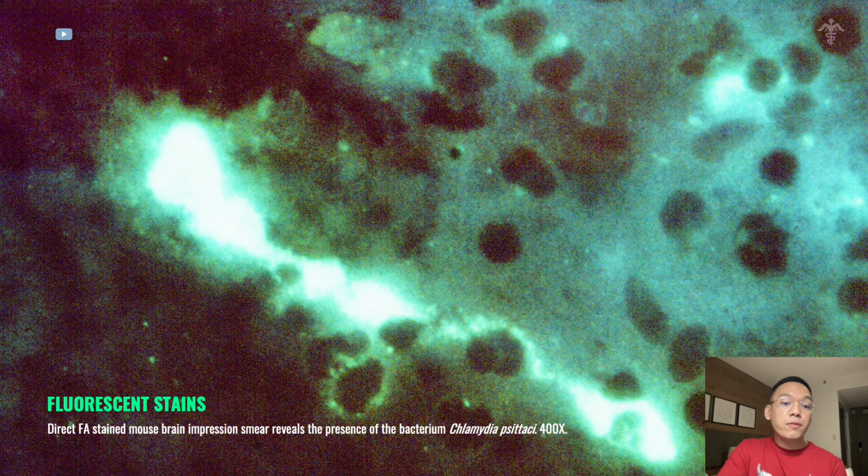This is a direct FA stain of a mouse brain impression smear that reveals the presence of the bacterium Chlamydia psittaci. Here we stain with antibodies. These can be either monoclonal or polyclonal.